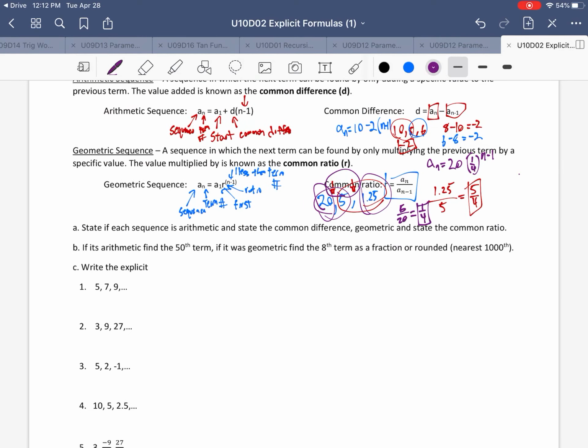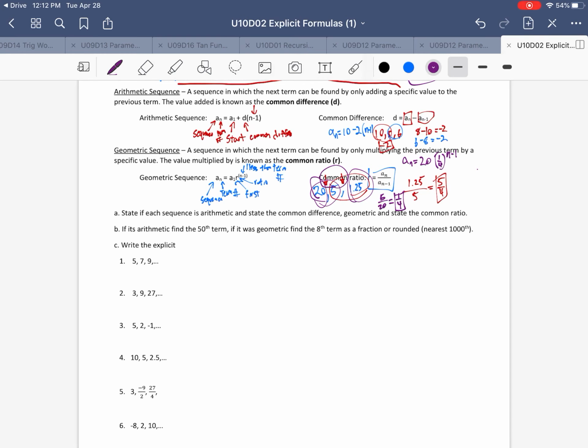All right, so what you're going to do for each of these problems is determine if the problem is arithmetic or geometric, and depending on what it is, determine what the common difference or the common ratio is. Then find the 50th term using the formula. If it's arithmetic, find the 50th term; if it's geometric, find the 8th term.